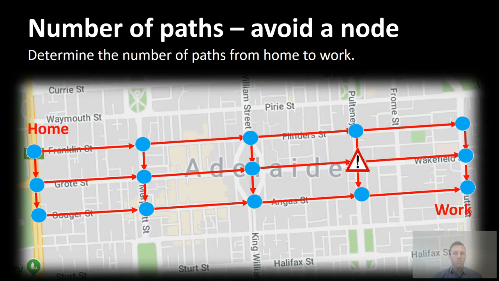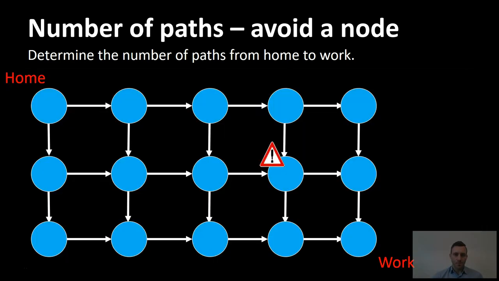In this example, we're still traveling from home to work. However, we're aware of a traffic hazard, which may be a crash or some roadworks at an intersection, and we need to avoid this intersection. We've extracted the network diagram again from our map. The process is very similar to when we found the number of paths.